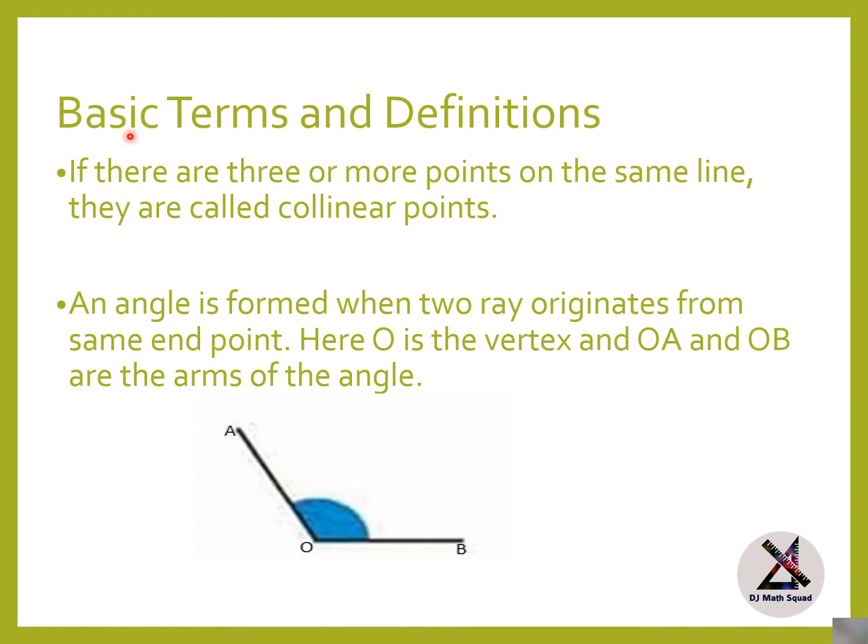Few more basic terms. If there are three or more points on the same line, they are called collinear points. Next is angle. An angle is formed when two rays originate from same endpoint. Here O is the vertex and OA and OB are the arms of the angle. You can see O is the vertex and OA and OB are the arms.